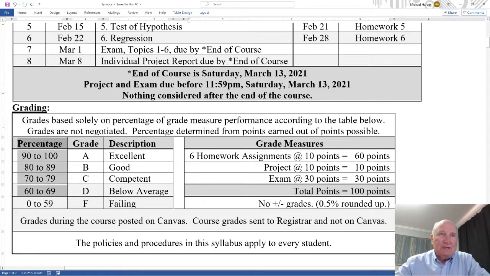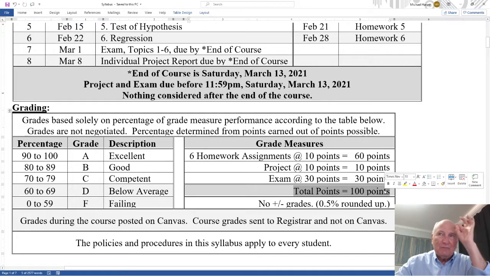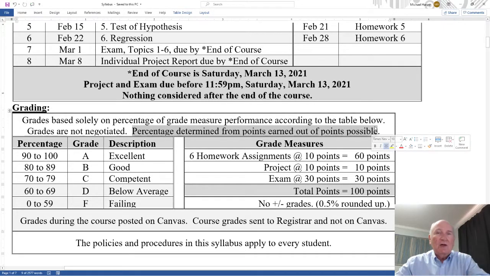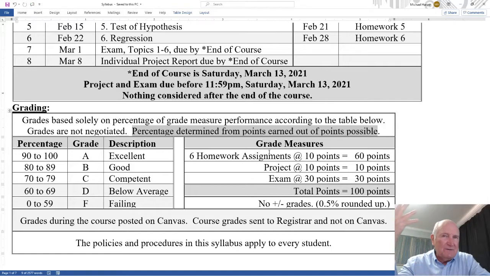Now this percentage here is calculated from the number of points earned by the total possible points. That gives a percentage, and those percentages then will be compared with a letter grade. Now it's convenient because the total points is 100, so the points is the percentage, but be careful that the percentage is determined from points earned out of points possible. On Canvas, a lot of times they will calculate those percentages differently.